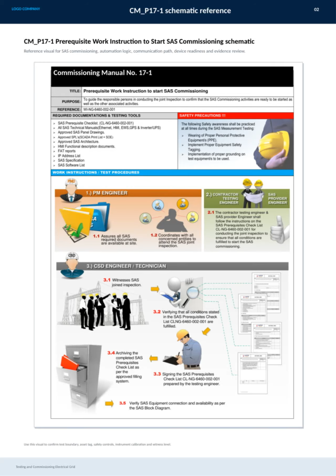Here we have the reference schematic for testing and commissioning the electrical grid, specifically related to CM_P17-1. This serves as a prerequisite work instruction to begin the SAS commissioning process. The visual includes critical details such as automation logic, communication paths, device readiness, and the review of evidence. Use this schematic to confirm important aspects like test boundaries, asset tags, safety controls, instrument calibration, and the levels of witness required before progressing. This ensures a thorough and compliant commissioning process.